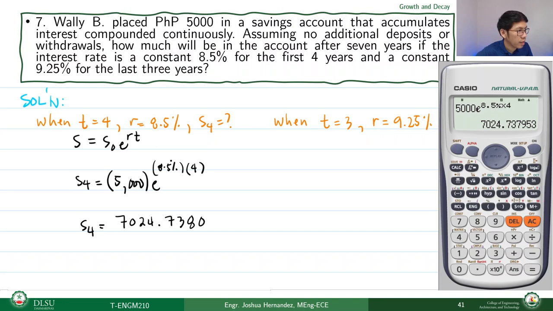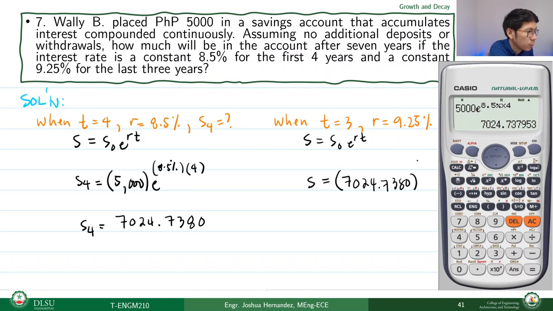Now, we're asking for S7 on the 7th year. So, solving this from the equation S equals S naught e raised to RT, we're gonna have S, I'm sorry, S naught, S sub 0 pala. So, S equals yung S4 natin, yung value na nakuha na natin ng first 4 years. Ito na kasing nasa banko mo, 7,024.7380. E raised to, makikarry out lang siya, di ba? 9.25% multiplied by the last remaining 3 years.